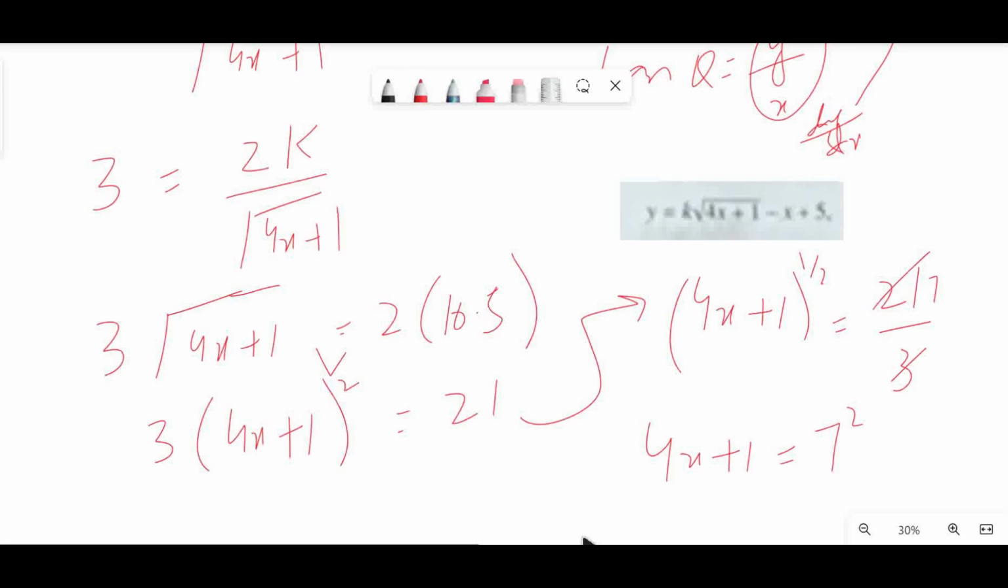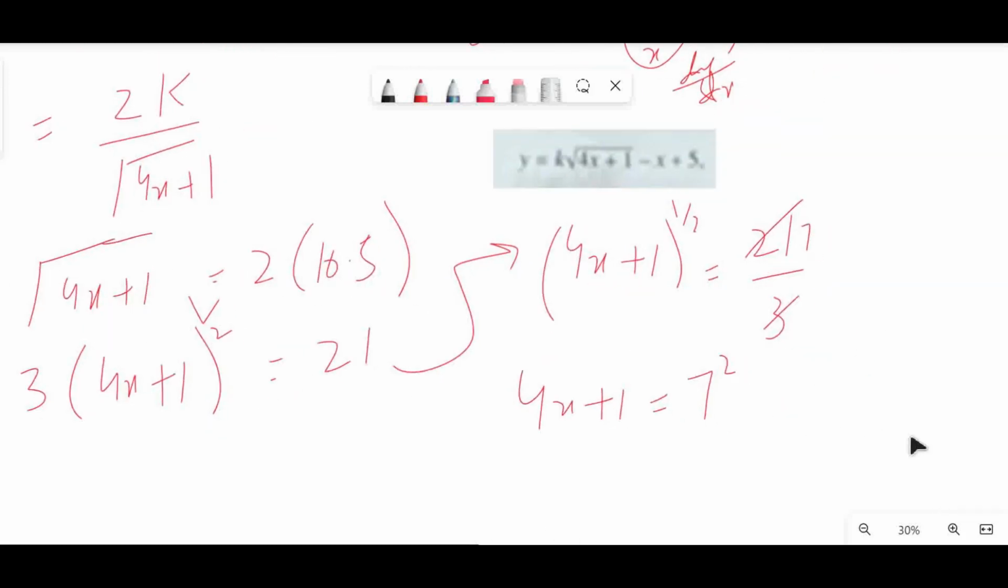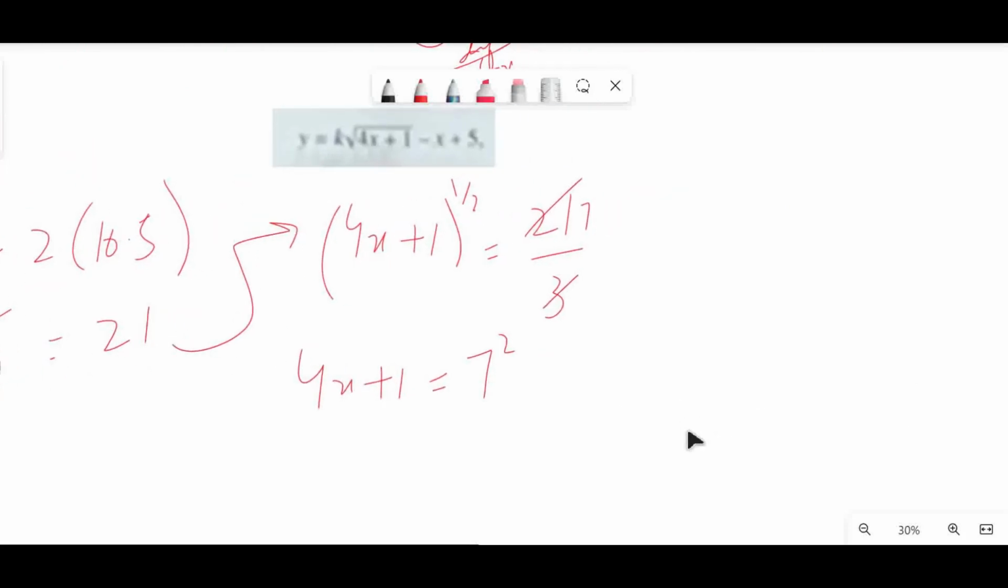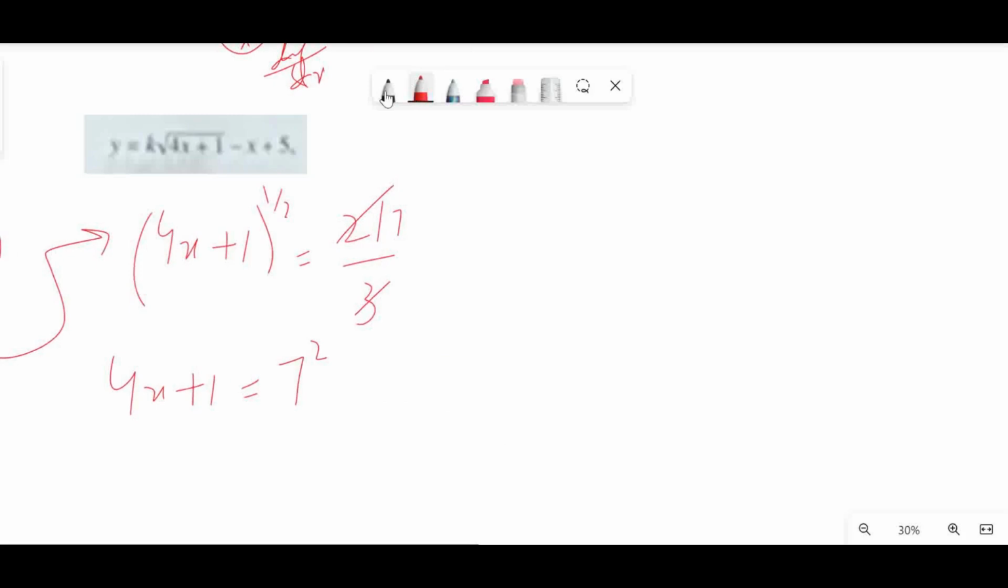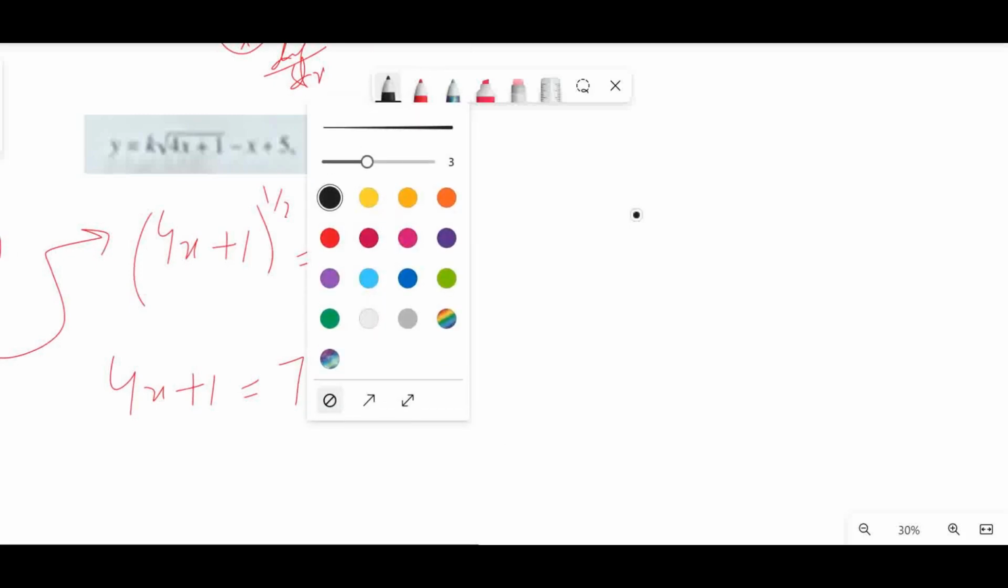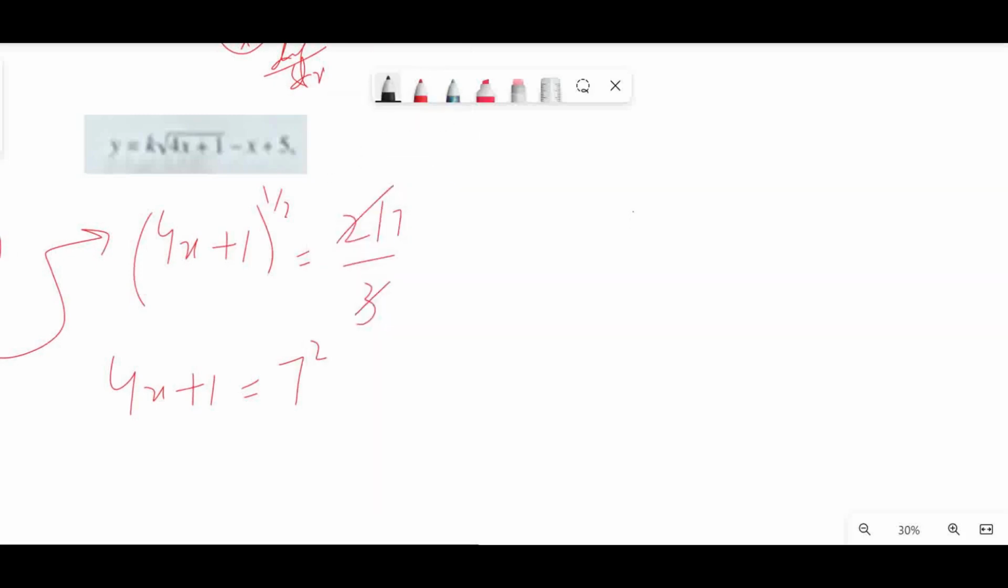Now we can simplify it and find the value of x. This will become 4x is equal to 49 minus 1. So x will be equal to 48 divided by 4, which means x will be equal to 12.